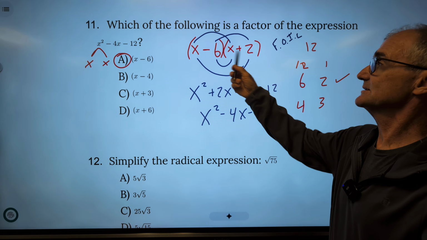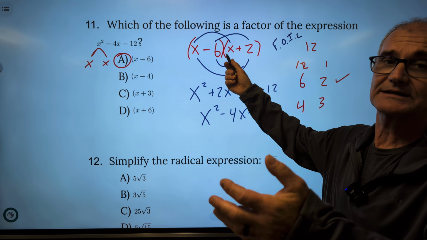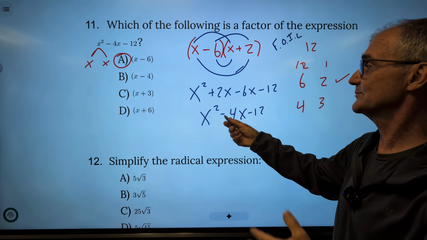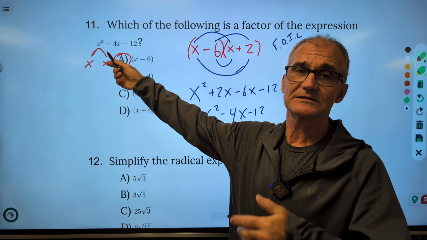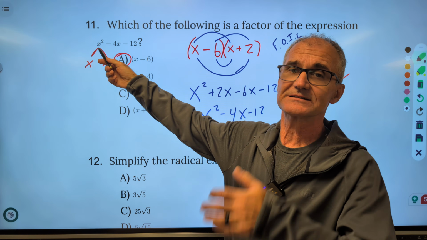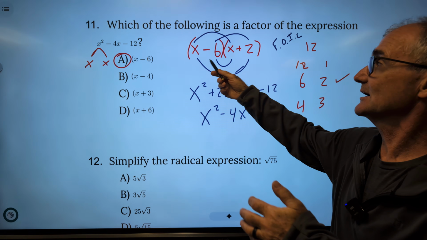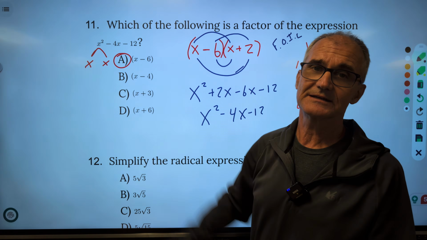So if I'm given these quantities and I'm asked to FOIL it out, multiply it out, it will be this. Or if I'm given this, what's called a quadratic, and asked to factor it, I am going to figure out what two quantities multiply together to equal that.